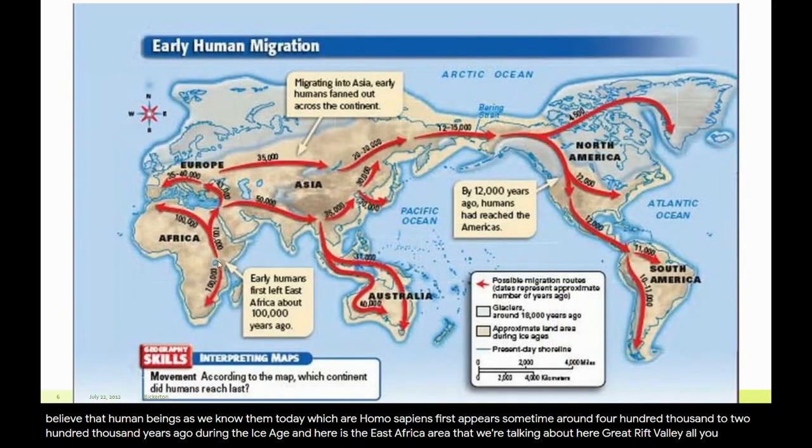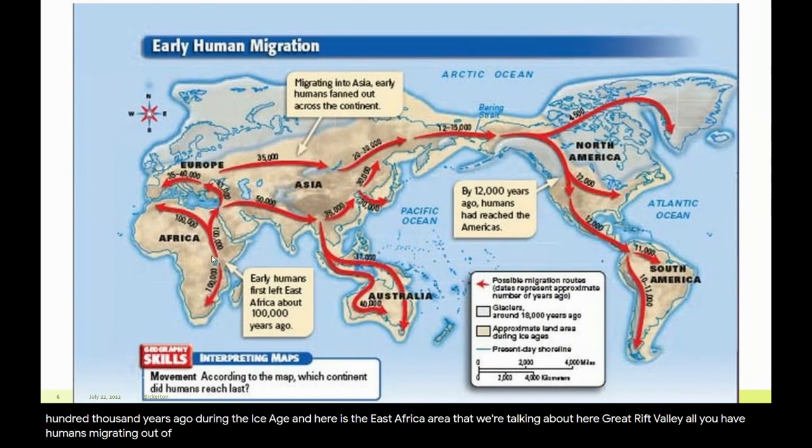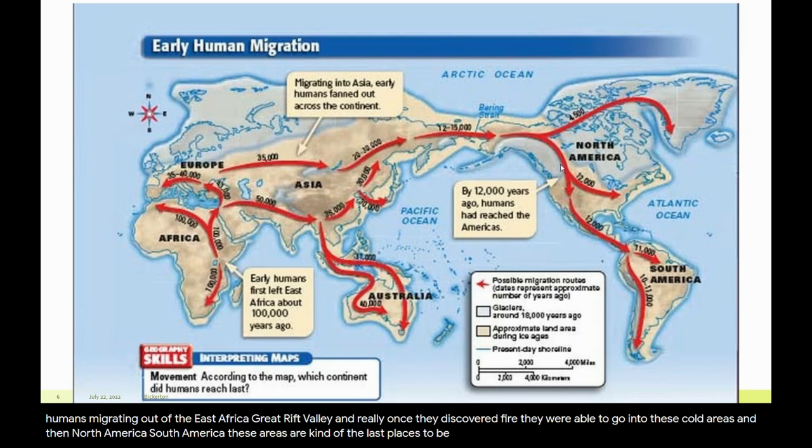So you have humans migrating out of East Africa, the Great Rift Valley, and really once they discovered fire, they were able to go into these cold areas. North America and South America were kind of the last places they migrated to.